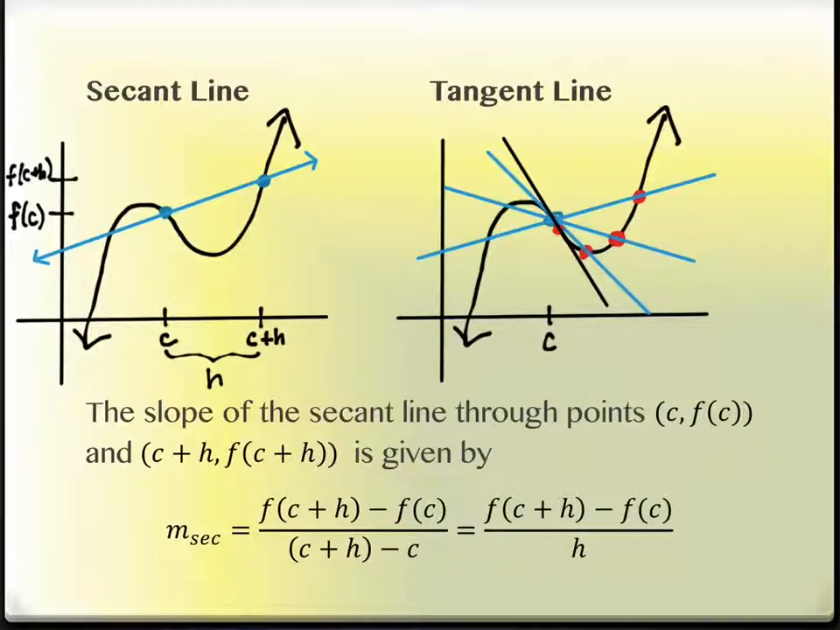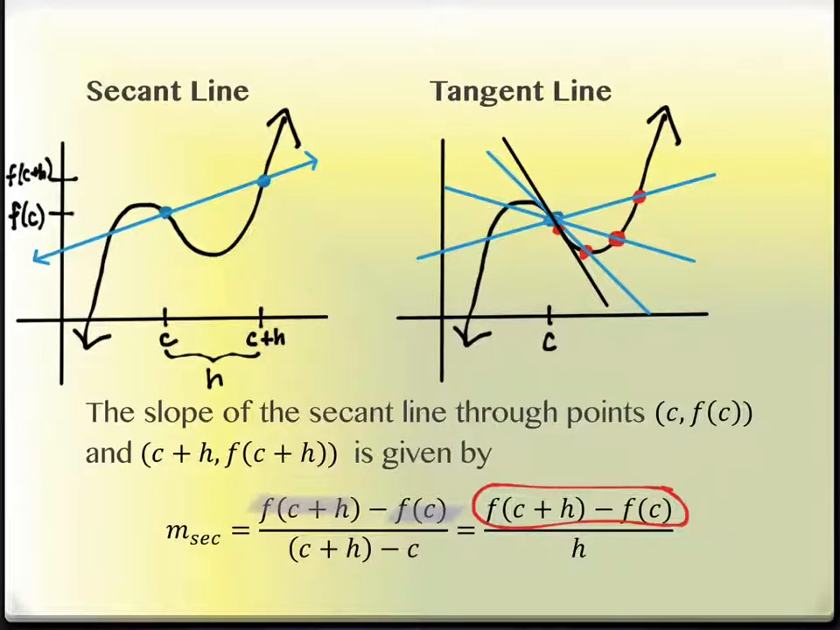So the slope of the secant line through the points C, f of c, and c plus h, f of c plus h, is given by this equation. Slope is the change in y over the change in x. So these are the change in two different y values. And I can't simplify it. These parentheses don't mean multiplication, right? They're the function value, the y value at this particular x value. So you see the entire numerator stays the same here, yeah? Once I've written it once, it doesn't change.